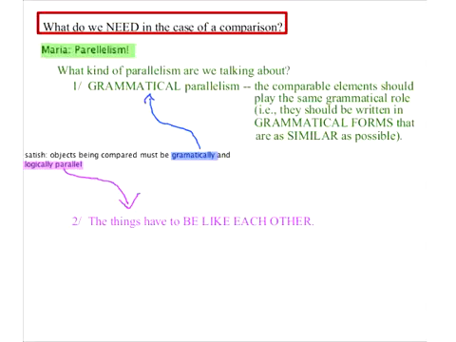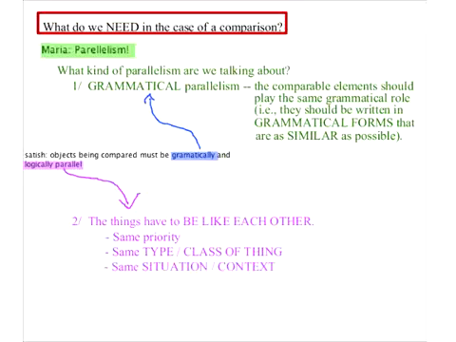So Kurt says same degree of importance. That's part of it. They have to be presented with the same priority. But more importantly, they have to be the same type or class of thing in the same situation. So that's what that means.